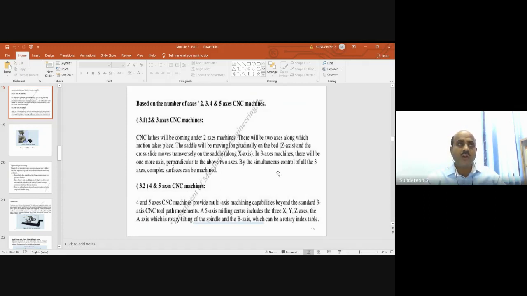So 2 axis means it can move only in 2 directions, whereas 3 axis CNC machines can have motions in 3 mutually perpendicular directions.